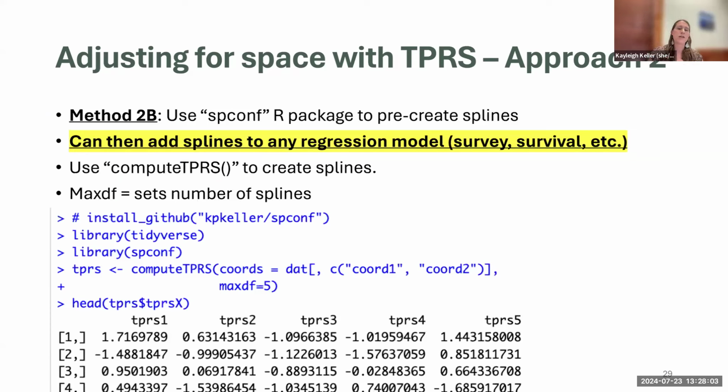If you're part of a team analyzing survey data and have complex survey weights, you can throw it into there. Or if you're just doing regular linear regression, that works as well. There's a function called compute TPRS in the spconf package, where you just give it the coordinates and tell it how many splines you want, and it will create output like what's shown here in the bottom. I've cut this off, but basically this is going to be a data frame or a matrix giving us a bunch of values.